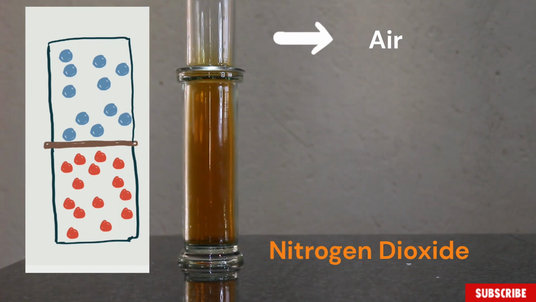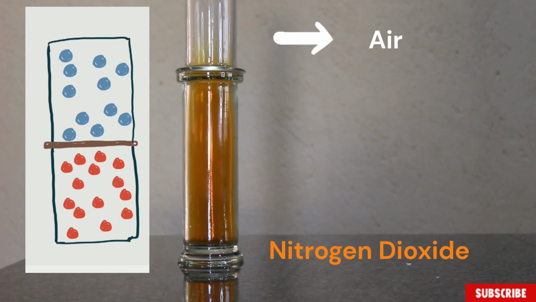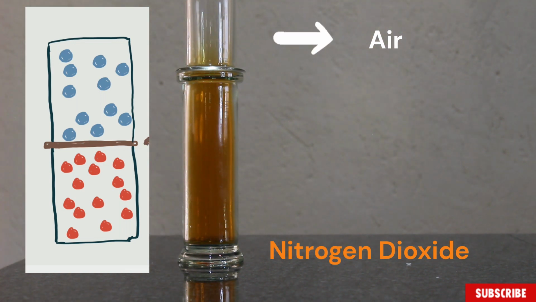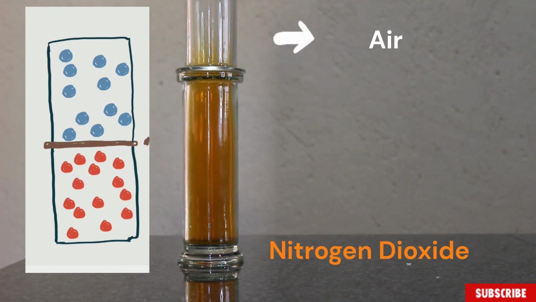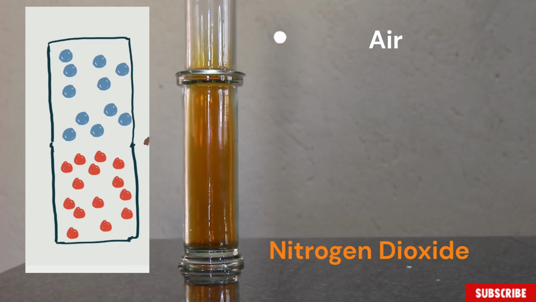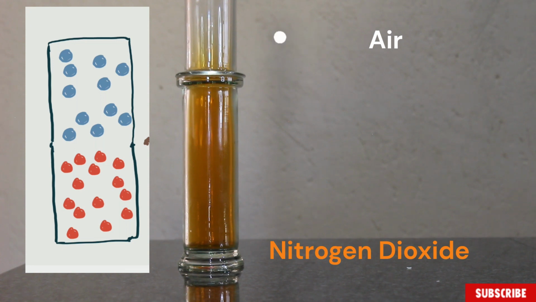Then what is going to happen here is that the particles of the nitrogen dioxide are going to move all the way up into the air, and they're going to be mixing. So the particles of nitrogen dioxide will be moving through the particles of air all the way up, and then the particles of air are going to move all the way down, and they are going to mix.